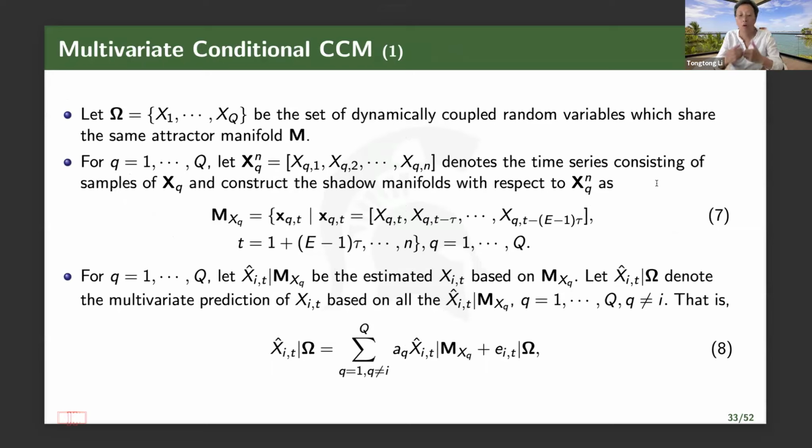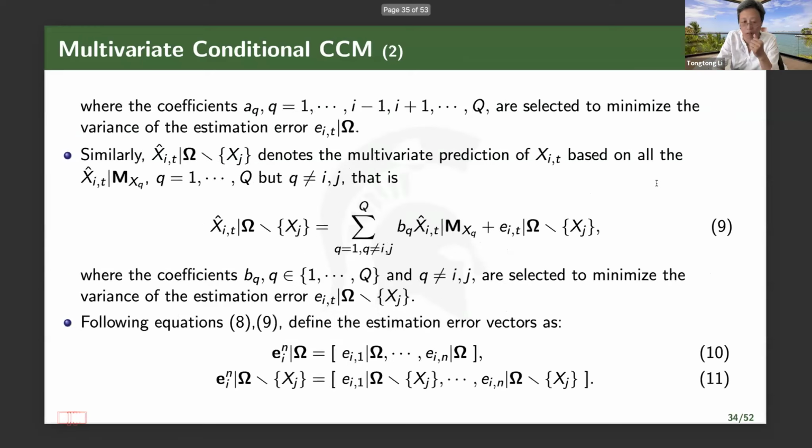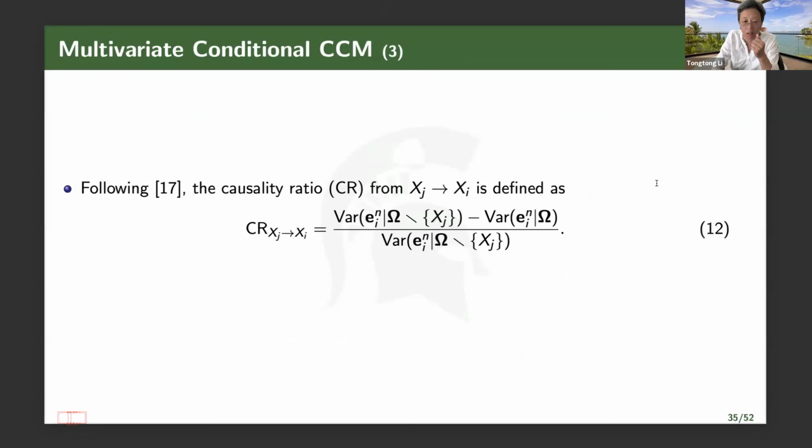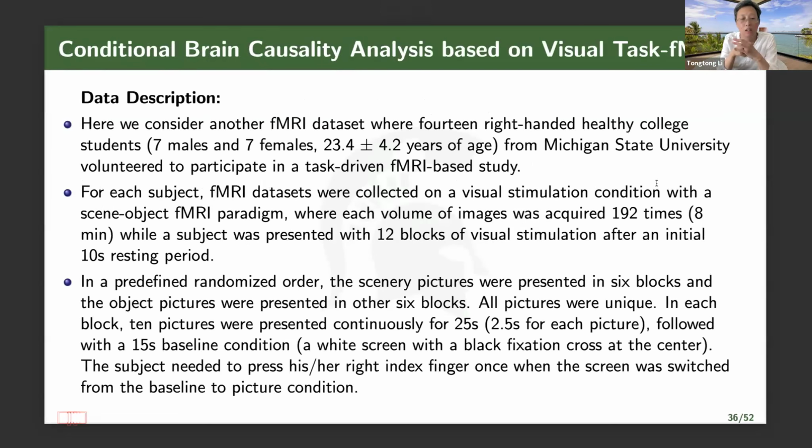Then we consider multivariate conditional CCM. Basically, what is the causality from one region to the other, under the influence of a third region? We're not going to look at the details. We're going to look at examples.